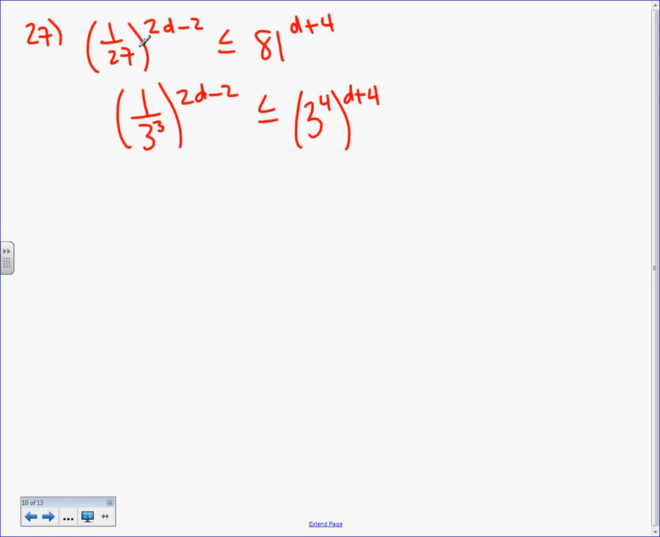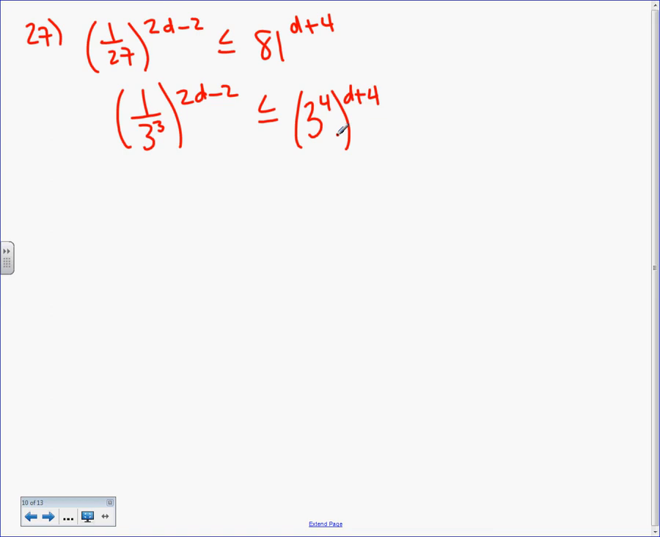However, this isn't 27. It's 1 over 27. These aren't the same base. 1 over 3 is not the same as 3. Would you rather have $3 or a third of a dollar? They're not the same, right? So how am I going to make them the same? Not on this, because the exponent is the variable right now. If it wasn't, we could do that, but we can't do that here.